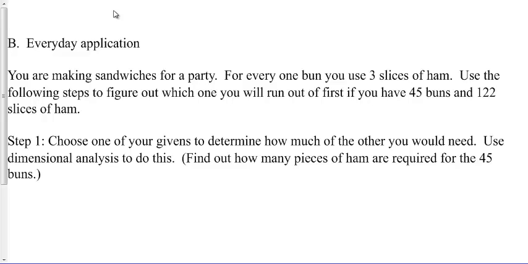The first thing we're going to do is choose one of our givens to determine how much of the other I would need. We're going to use dimensional analysis. In this case, I'll go ahead and start with the 45 buns and figure out how much ham I would need. Now, I see a conversion factor here. I'll need 1 bun for every 3 pieces of ham. Of course, I could flip that over too, depending on which way I needed it.